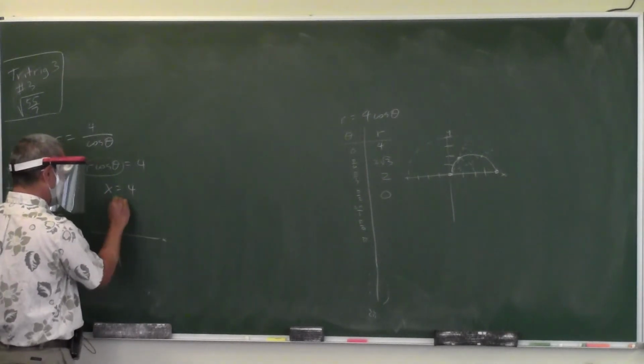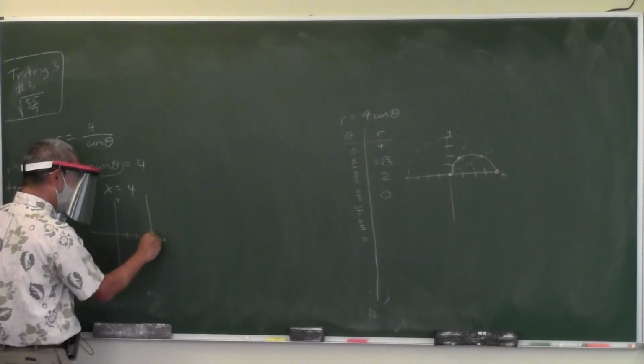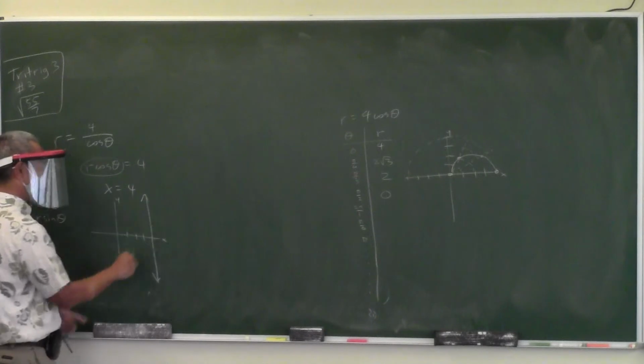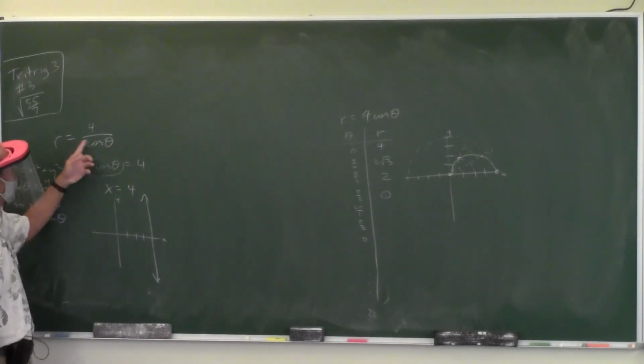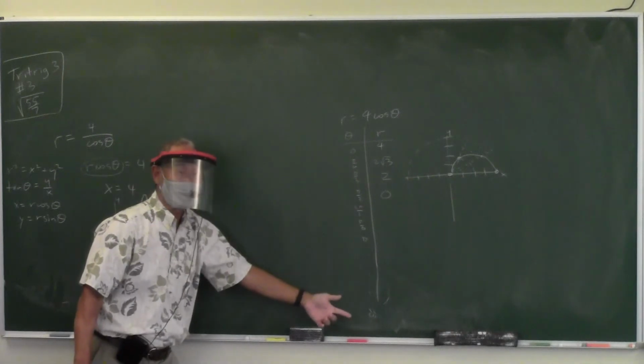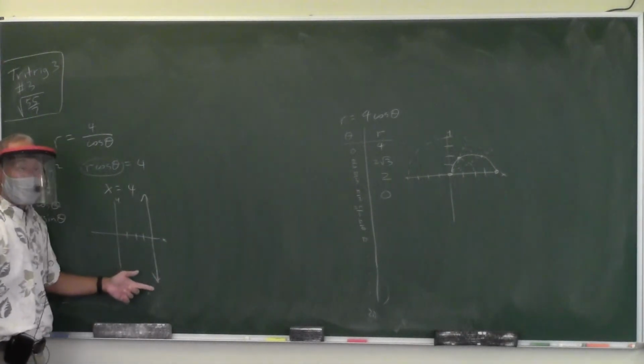How do you graph x equal 4? 1, 2, 3, 4. Vertical line. There you go. That's the graph. So this is the polar equation, but can you imagine making a chart like this? That's crazy. You would end up with the same graph anyway.